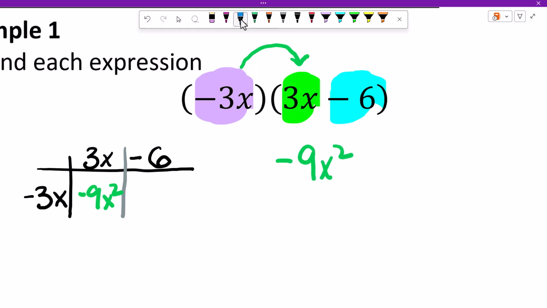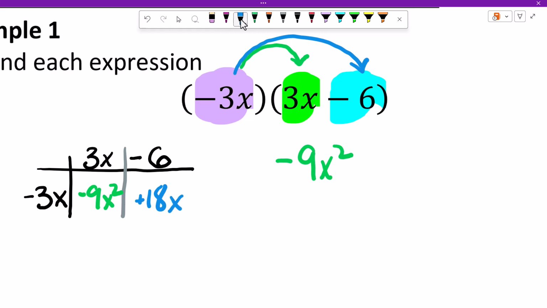Okay, then we do the next one. The purple times the blue, or we're doing this one here. So negative 3x times negative 6. What number do we get? Coefficient with coefficient. So negative 3 and 6, they'll combine to make what number? 18. Positive or negative? Positive. So plus 18. And the x has nothing to combine with, so it just stays the same.